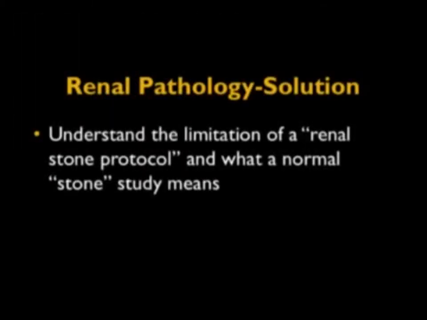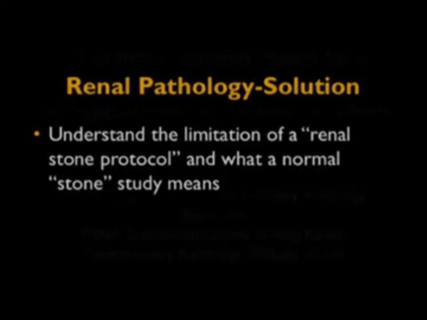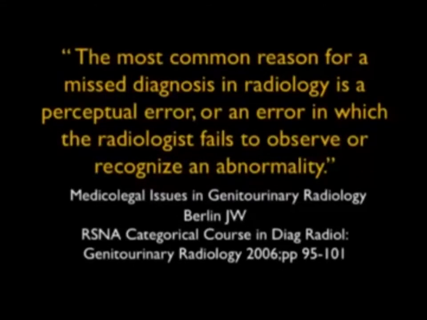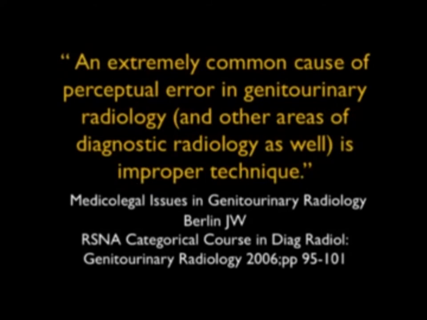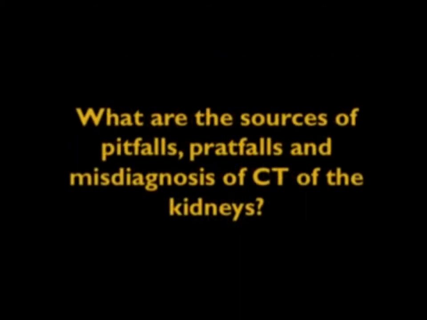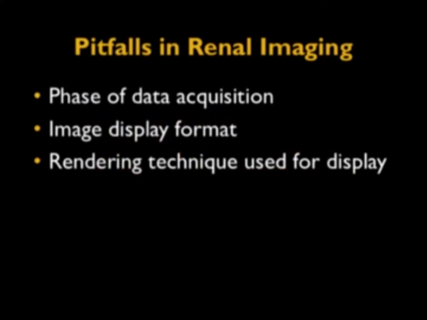Now, in the kidney, there's a lot of pitfalls, and let me just touch on a couple. The first is to understand what a stone protocol study means and what it doesn't mean. We talk in the kidney as one of the common sources of error. Now, you can say, well, part of it is the radiologist failing to observe or recognize an abnormality, but a lot of the other stuff relates to technique and an understanding of what the techniques provide. So if I ask you what are the errors, from a generic perspective, I'll say phase of acquisition or lack of phase of acquisition perhaps, image display technique, and rendering technique.